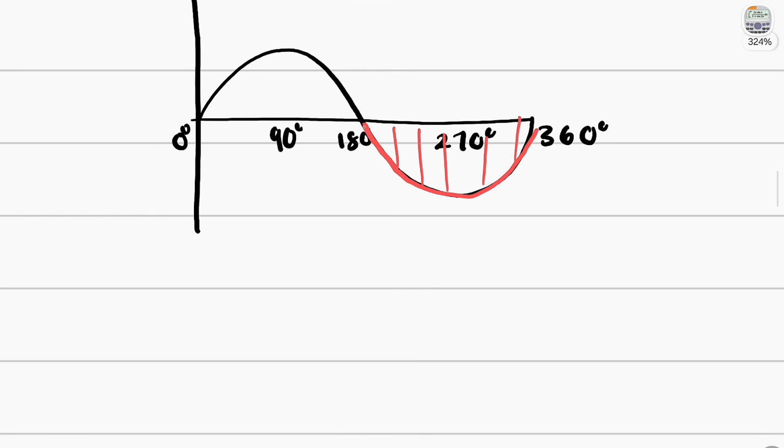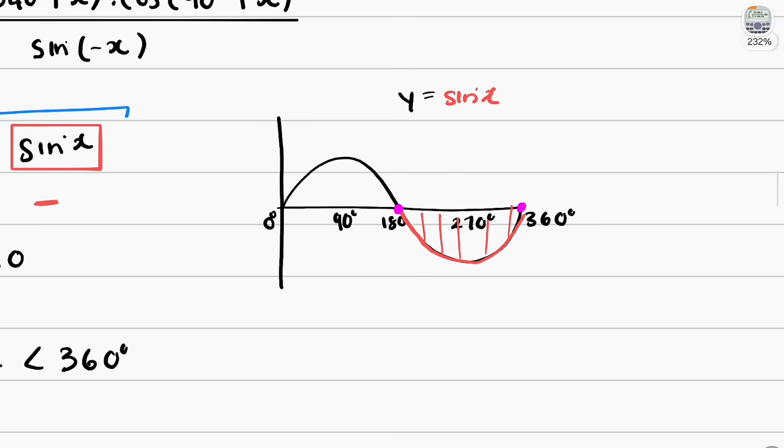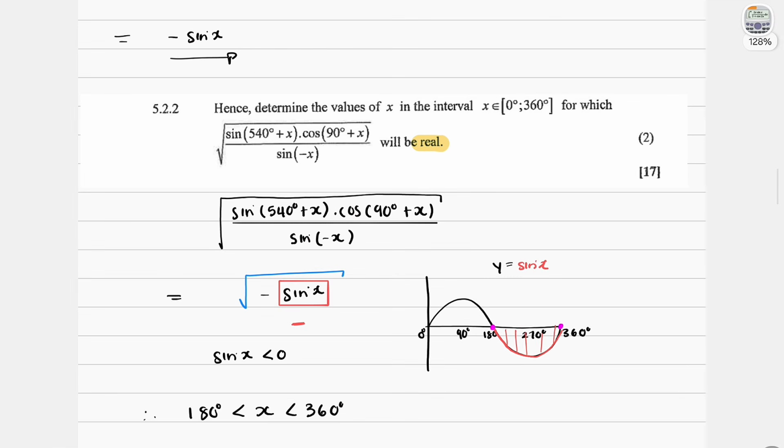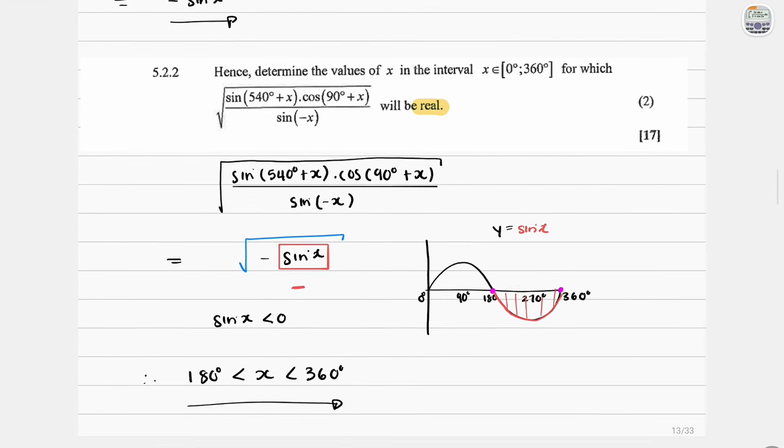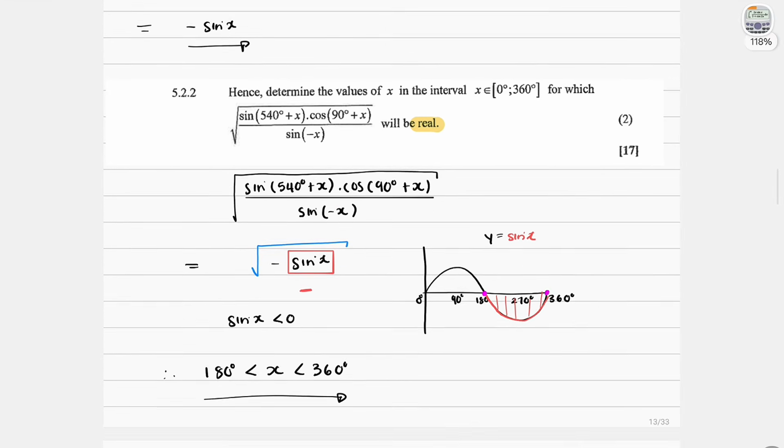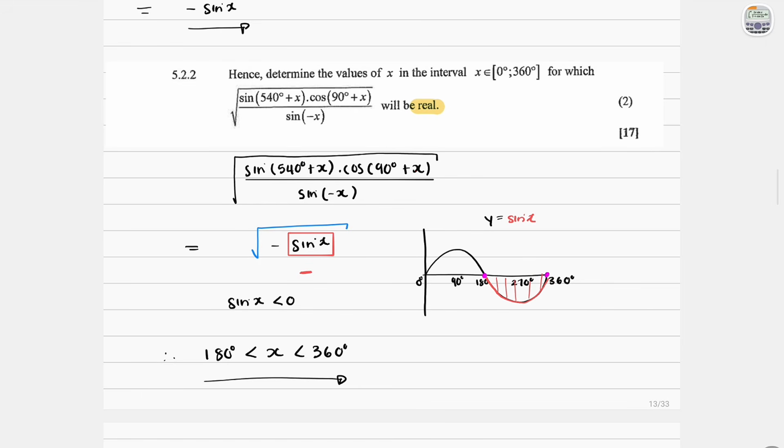Okay, I can't say greater or equal to 180 degrees because at this point, do you see that the y value of the sine graph is 0? And I don't want that because it's going to be undefined. So that would be our answer over there. And that is the final question for question 5. And that is it for question 5. And moving on to question 6.